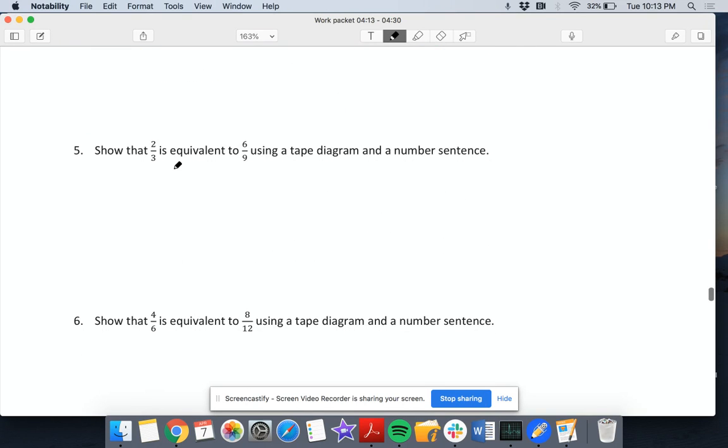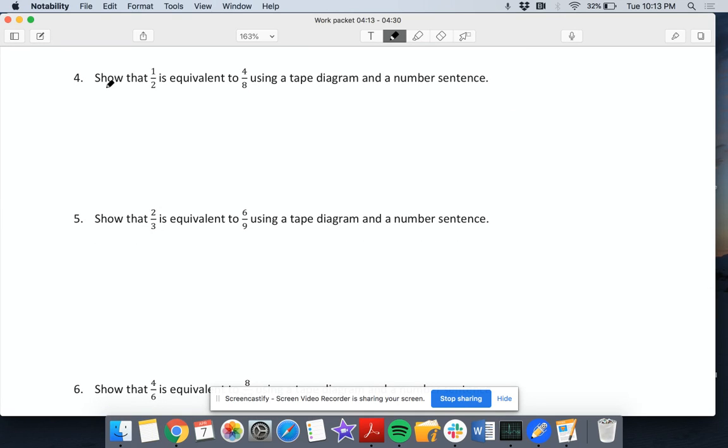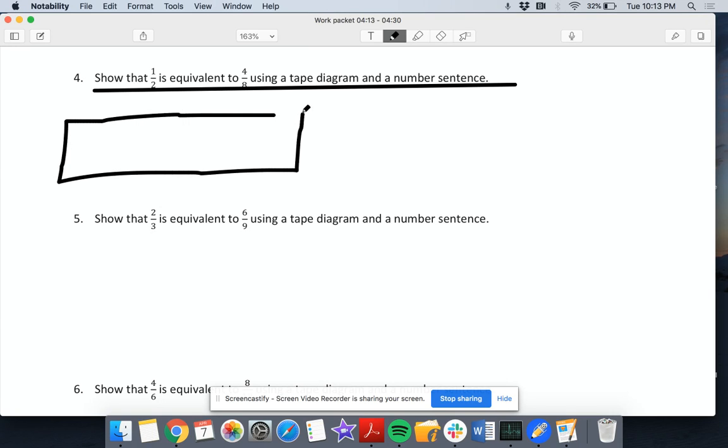Okay? Let's do one more problem together. Let's try to show that 1/2 is equivalent to 4/8 by using a tape diagram and a number sentence. So first things first, I'm going to draw my tape diagram. And I'm going to first show this 1/2 on that tape diagram. Divided in half. How much would be shaded? Well, just one box, right? Because I'm representing this unit fraction of 1 over 2, so I only need to shade one box.